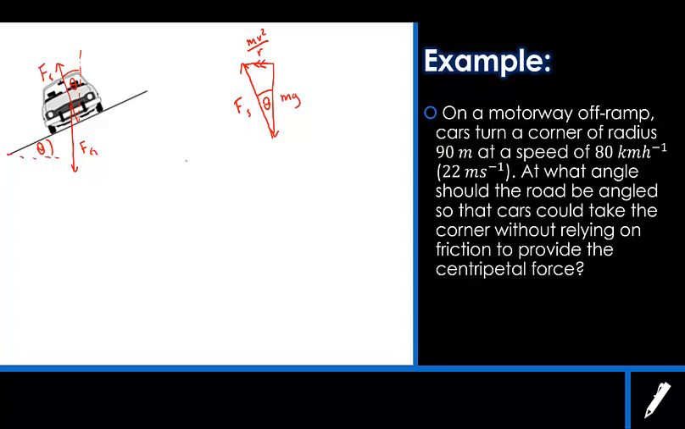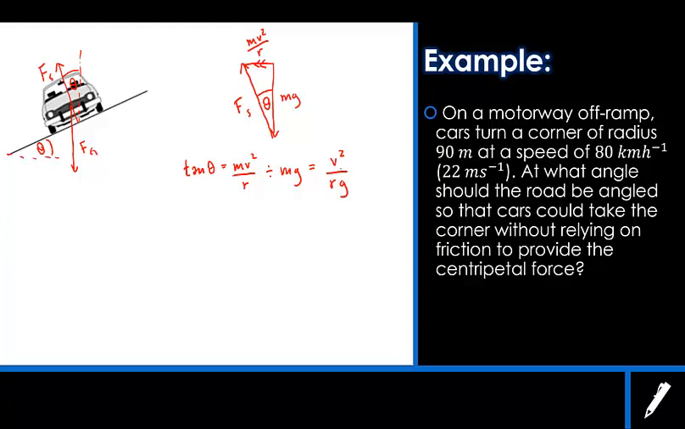So we know that tan theta must be equal to mv squared over r divided by mg. So in other words, that's going to be equal to v squared over rg. Okay, and we know what v is, it's 22 meters per second. We know what r is, it's 90 meters. And obviously we know what g is.